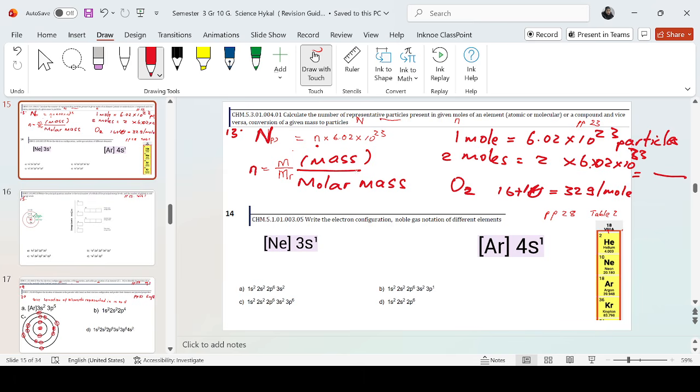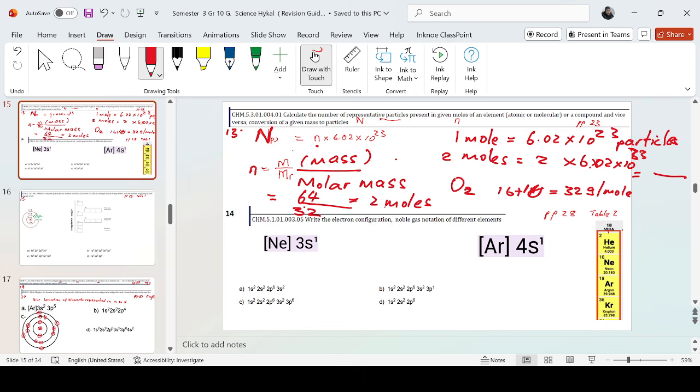So if we have, let's say, 64 grams, this is the mass, divided by the molar mass, which is 32. Why do we say 32? Each oxygen is 16, but there are 2 of them. 16 plus 16 is 32. So how many moles are they? 2 moles. Just know this simple calculation.